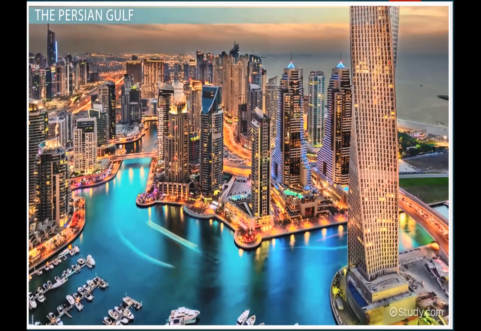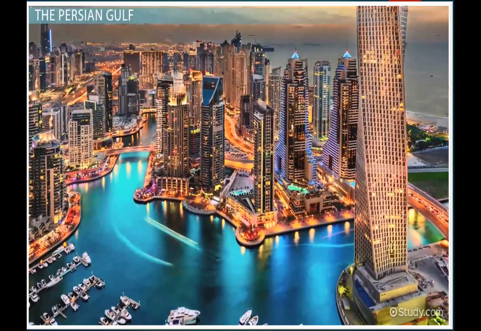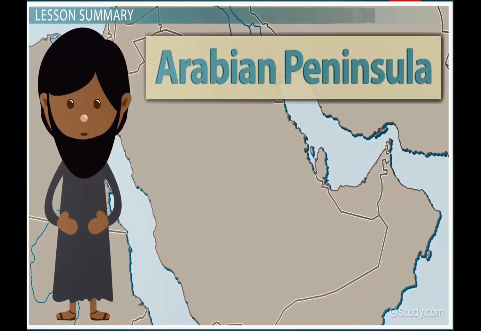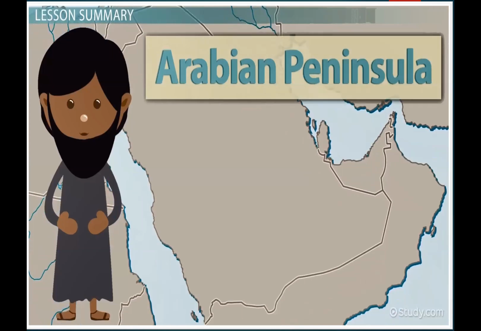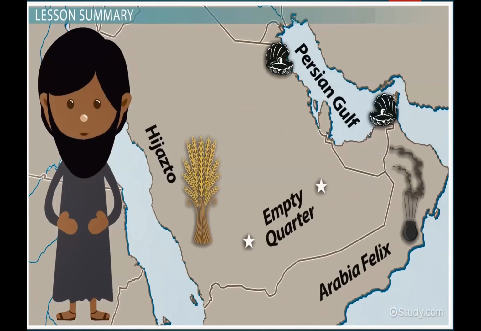In this lesson, we looked at how geography affected the Arabian Peninsula. Far from being a gigantic desert, the peninsula has a surprising array of ecosystems that encourage both civilizations and nomads. From growing wheat in the Hijaz, to pearl diving in the Persian Gulf, and from harvesting incense in Arabia Felix, to navigating the stars in the Empty Quarter. The environment of the Arabian Peninsula effectively dictated to its residents how they should live.